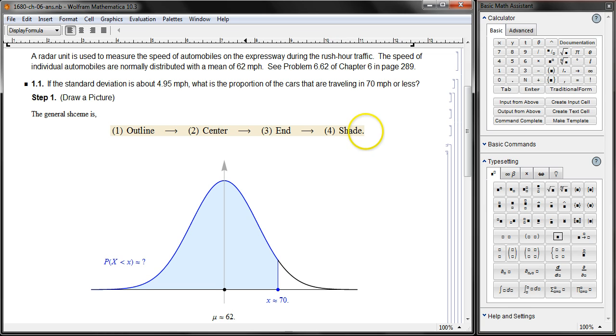And this is the step-by-step process. Outline, center, end, and finally shade. You follow this step, and step 1 is complete. Drawing a picture, the very, very important step.